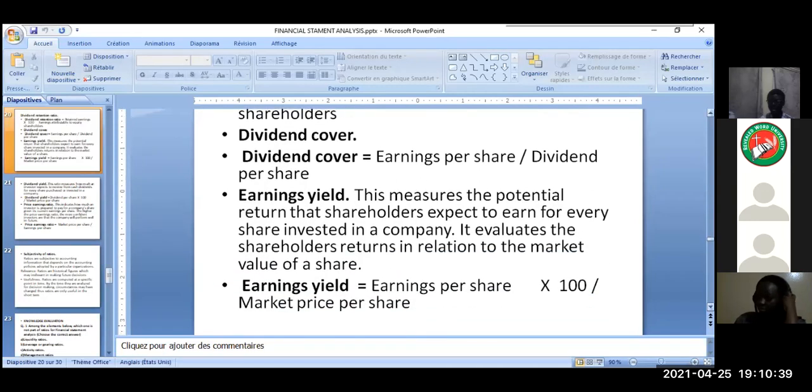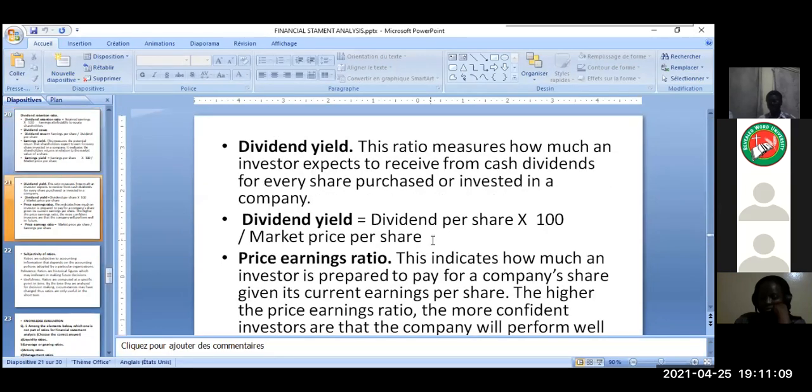Okay. So talking about the market value of a share, we need to understand this. As the business makes profit, shares also increase in value. Now when calculating earnings yield, we take earnings per share over market price per share times 100. Then we get the ratio.